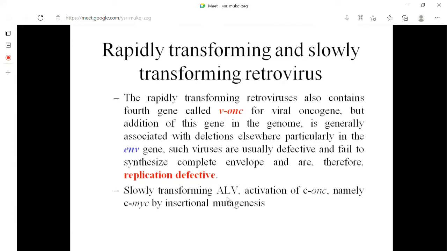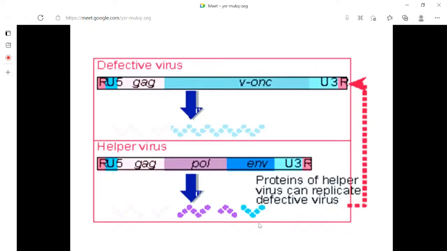So we are going to discuss ALV. Of course, ALV doesn't have a V-onc gene. Simply, it can stimulate the cellular oncogenes. We'll come to that point again. So here I try to show you 2 aspects.